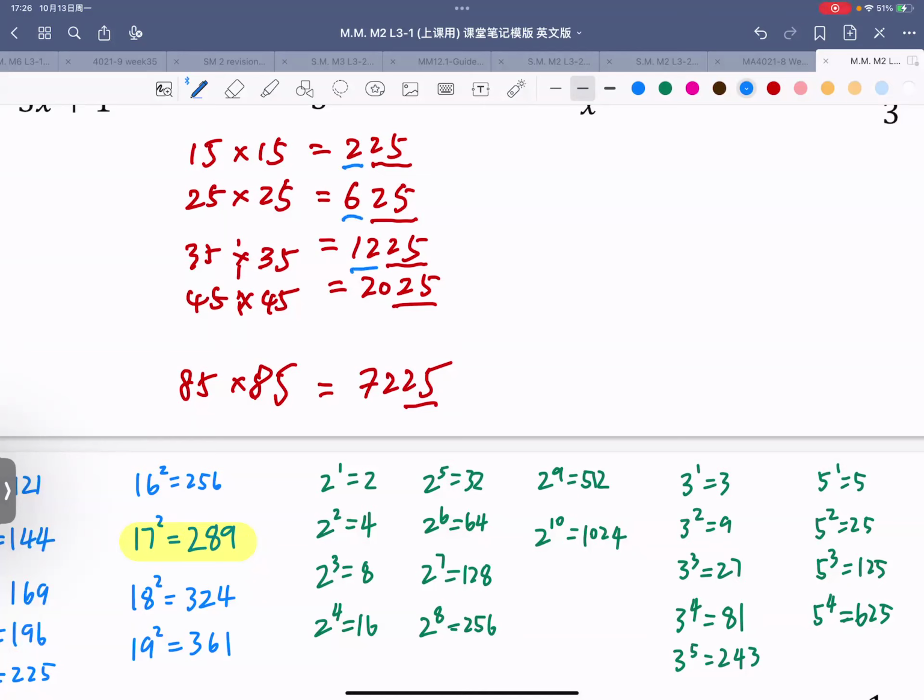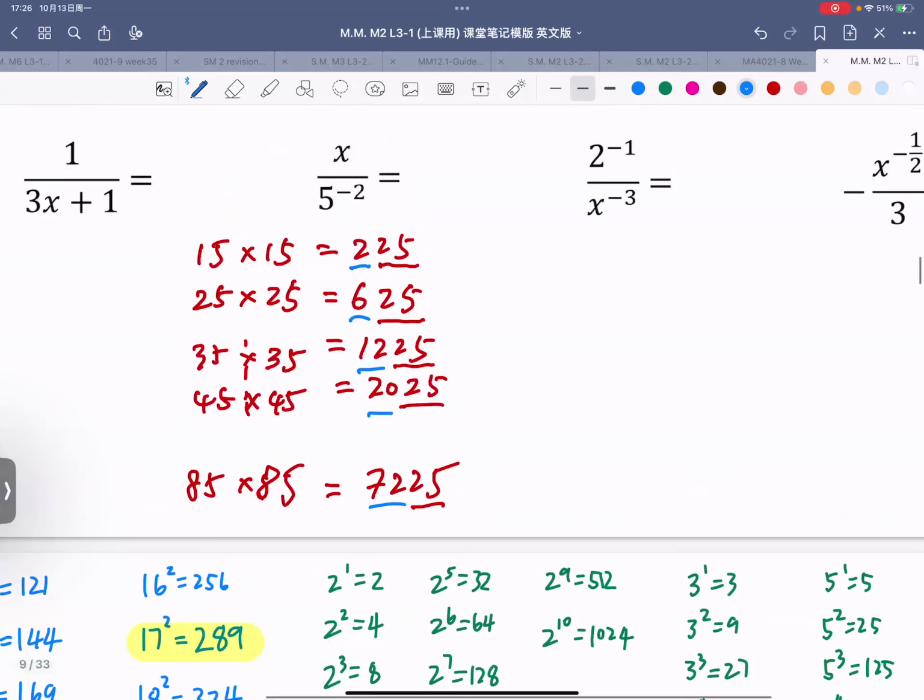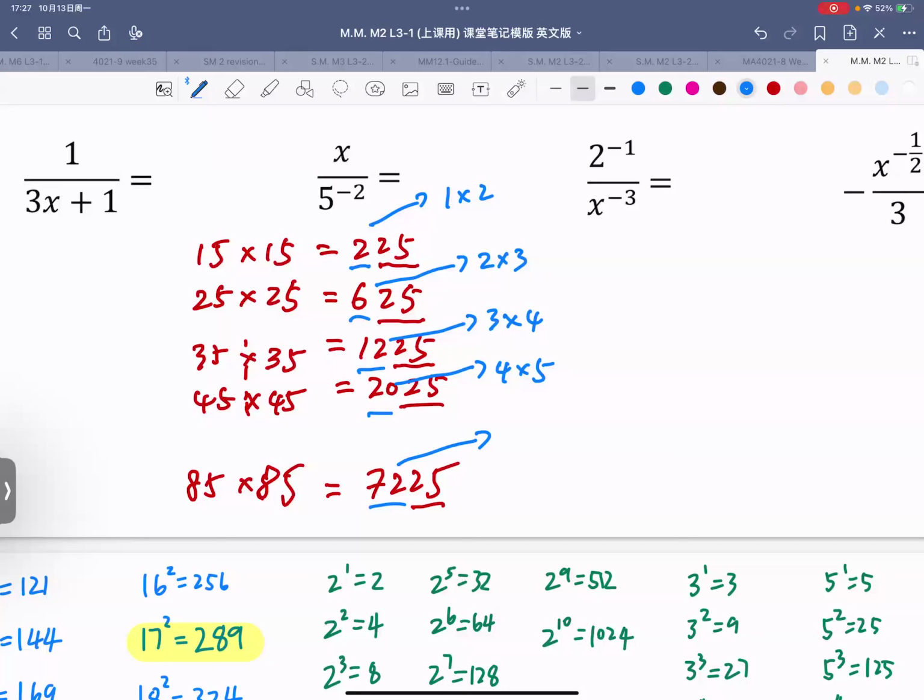Can you find some pattern about this? 2, 6, 12, 20, 72. No idea. Right. Now let's break it up. 2 is equal to 1 times 2. 6 is equal to 2 times 3. 12 is equal to 3 times 4. 20 is equal to 4 times 5. 72 is equal to 8 times 9.